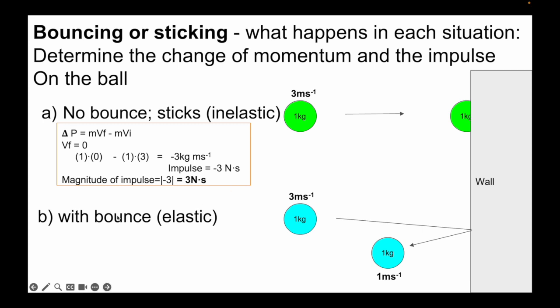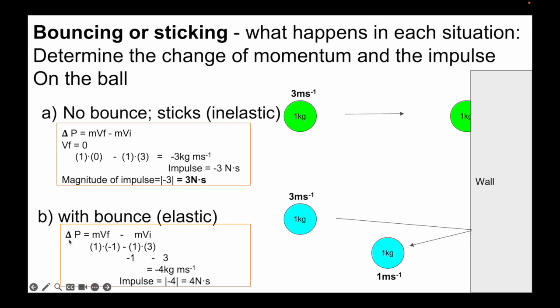The second situation, B with a bounce, we can say the same: mass times the final velocity minus mass times the initial velocity. In this case, we end up with 1 times minus 1 minus 1 times 3. So we end up with negative 4 kilogram meters per second. The impulse is actually larger in this case. In other words, the amount of force per time is going to be larger in the second case. So when things are bouncing, they have a larger impulse than when they're sticking.